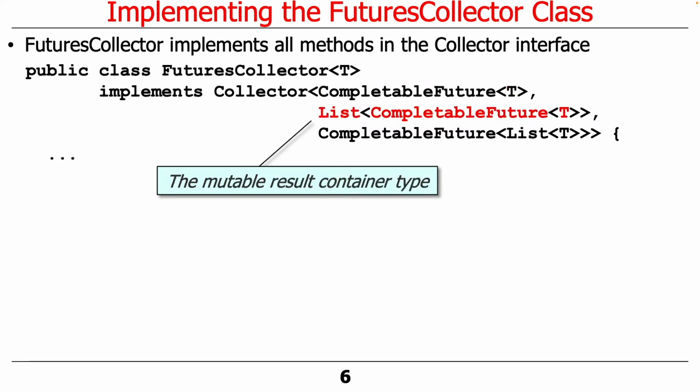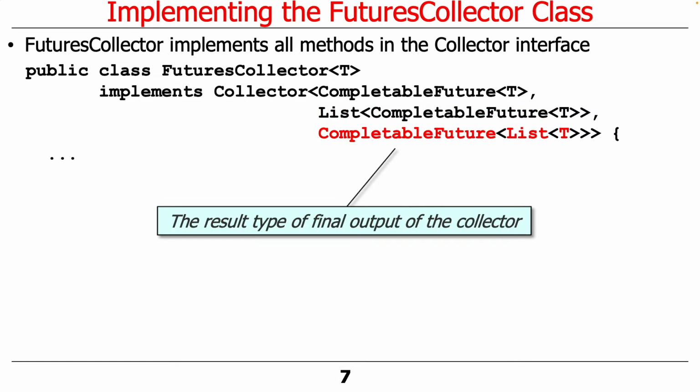The next parameter is the type of the accumulator, which is used to define the mutable result container. And that, in this case, is a list of completable futures to type T. That's what it'll be used to store this internally. And the third and final parameter is the result type that's the output of the collector, which is what the so-called finisher method will end up producing. And in this case, we're going to get back a completable future to a list of elements of type T. So notice the transformation that's going to take place between a list of completable futures to type T and a completable future to a list of elements of type T. And I'll talk more about that. That's what the finisher method does. That's where all the cool complexity is being hidden from users.